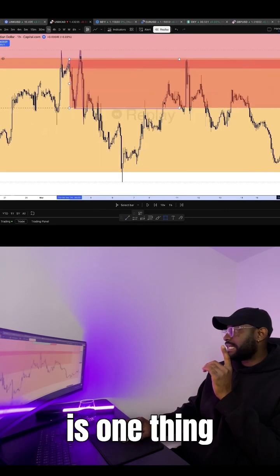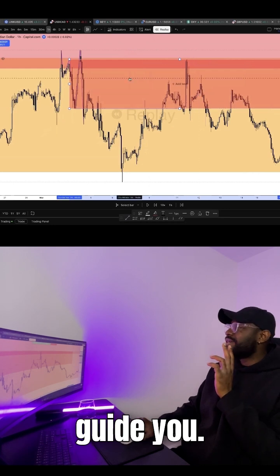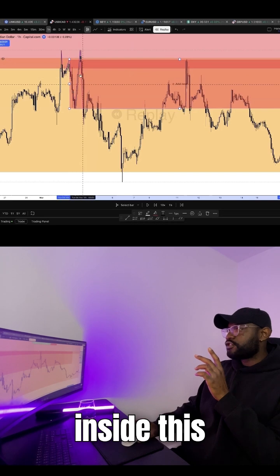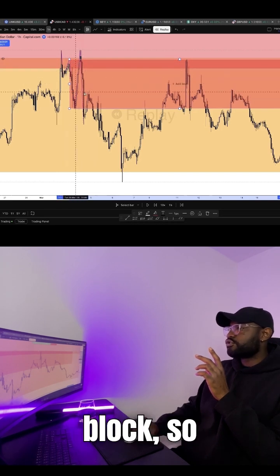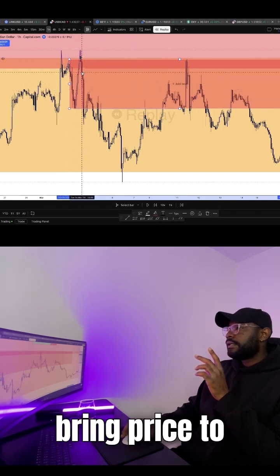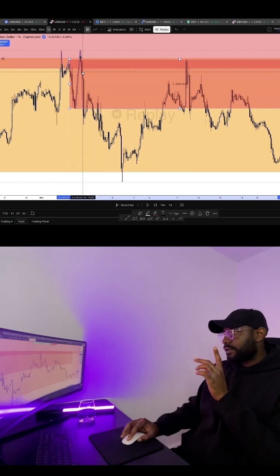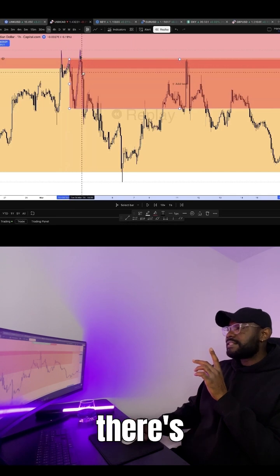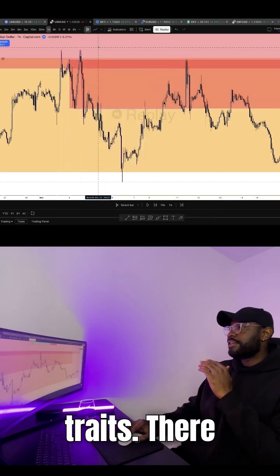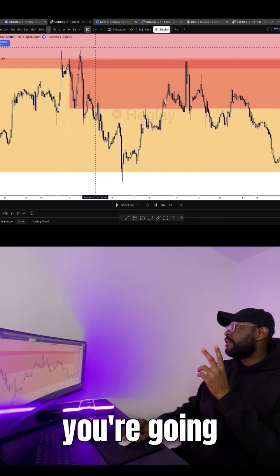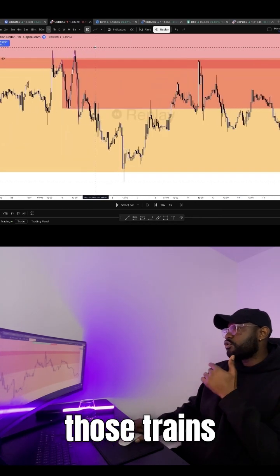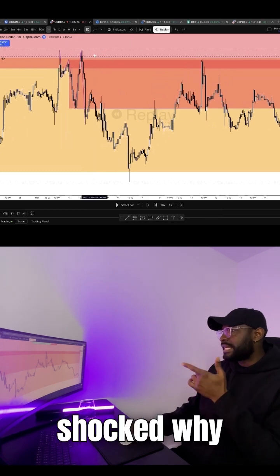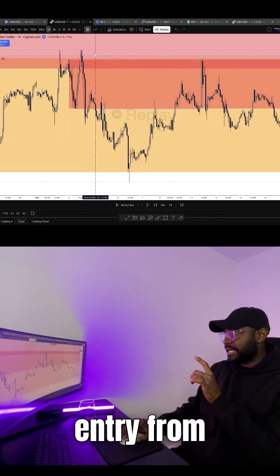This is one thing that will guide you. This is already giving you a telltale sign that inside this area is the mitigation block. So anything can bring price to come up deep. When you look at this, you can see that there's inefficiencies. There are some trades that you're going to take that when you take those trades and you show people your entries, they will be so shocked why you took an entry from that specific area.